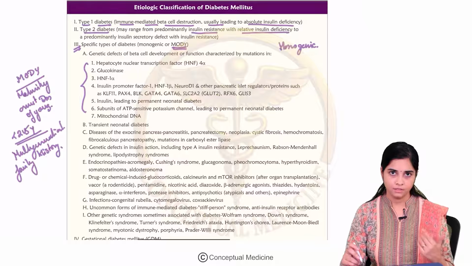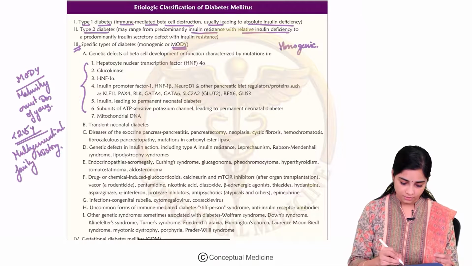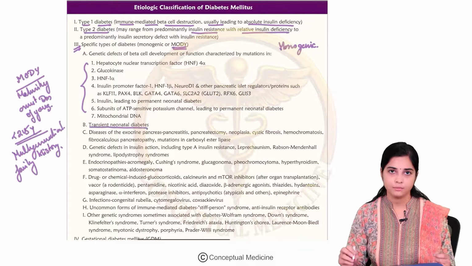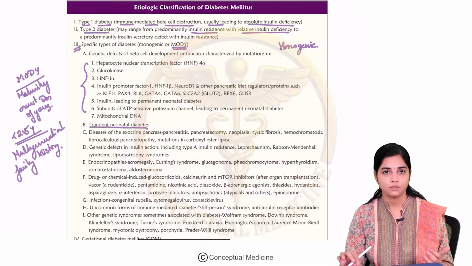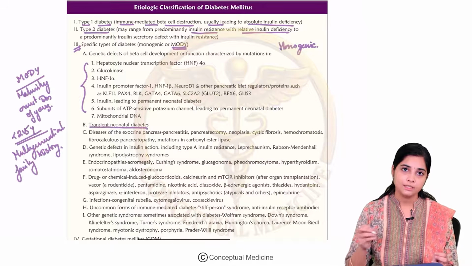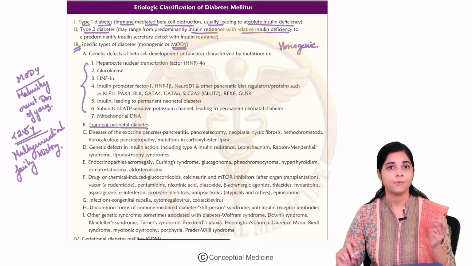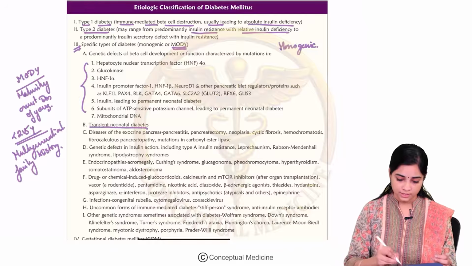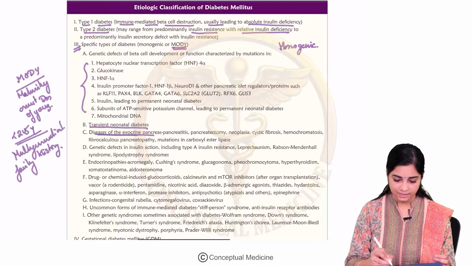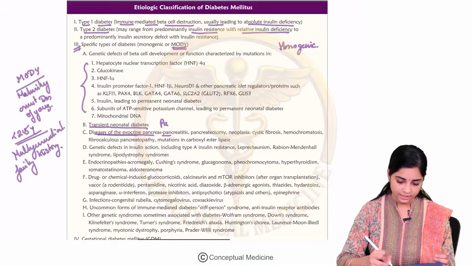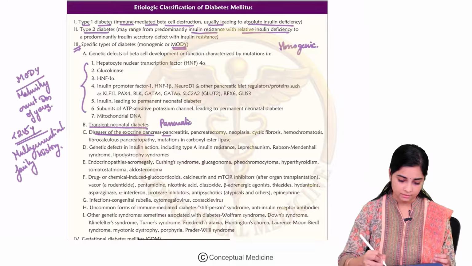Fine. Then the next type is transient neonatal diabetes. Then what are the other causes for diabetes? We know that insulin is produced from the pancreas. So any disorder of the pancreas where there is damage to the exocrine glands causes a problem with the release of insulin. This can cause what we call pancreatic diabetes.